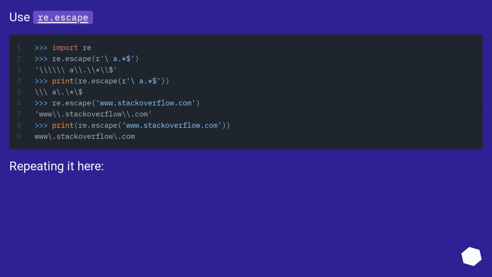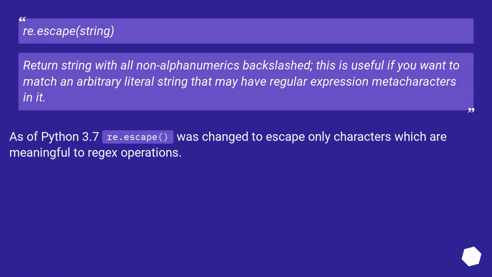Use re.escape. Repeating it here: re.escape(string) returns string with all non-alphanumerics backslashed. This is useful if you want to match an arbitrary literal string that may have regular expression metacharacters in it. As of Python 3.7, re.escape was changed to escape only characters which are meaningful to regex operations.